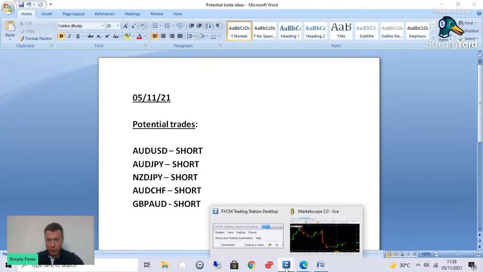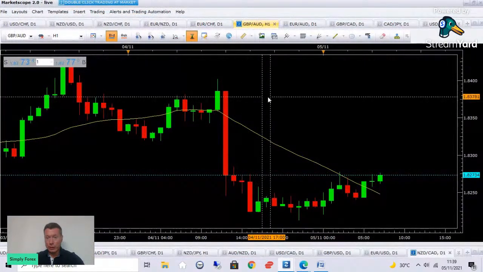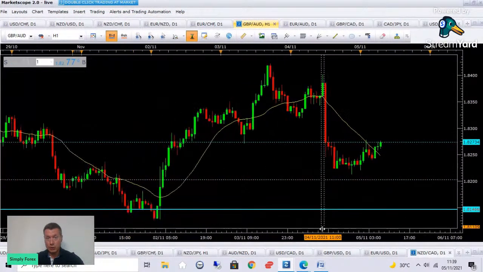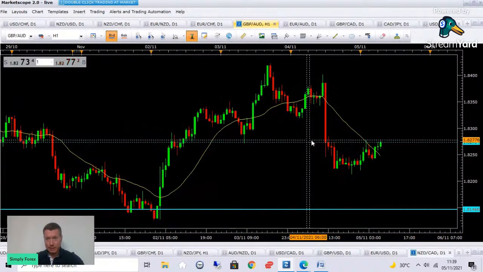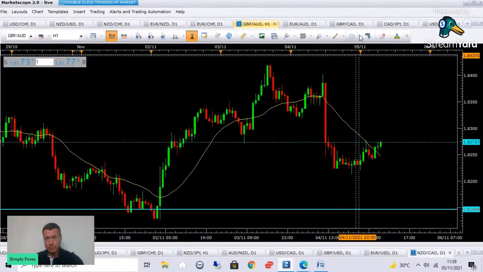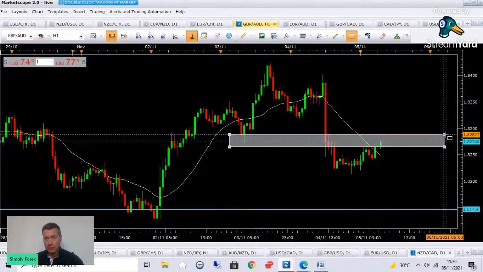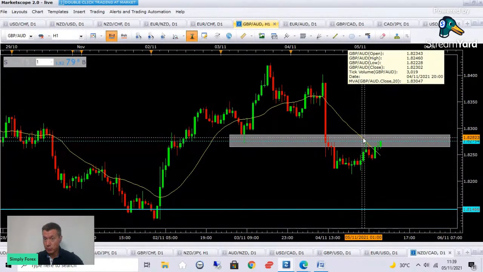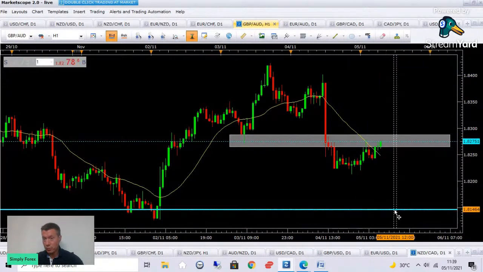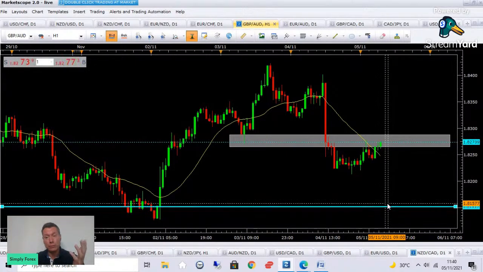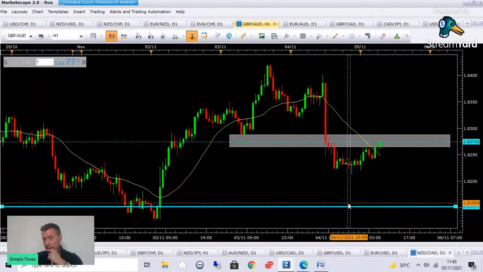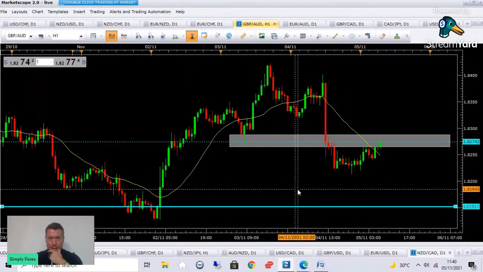Okay, so back to the chart. Pound Aussie dollar, this is the H1. This area here, we want to take into account these highs and this last low. This could be a great zone to come shorter, back down to this 81.50 level. I would make it 81.50 because of these psychological levels, guys. I would make 81.51 my target.